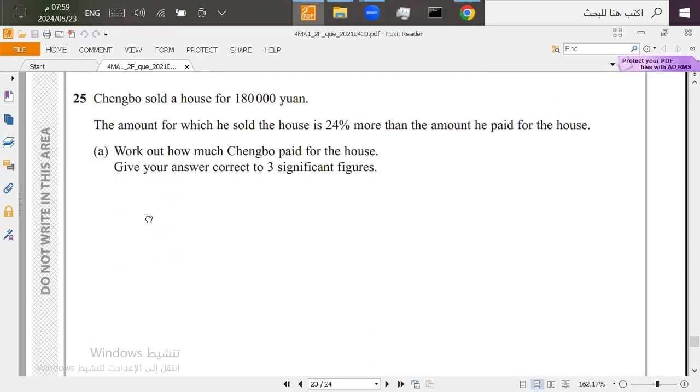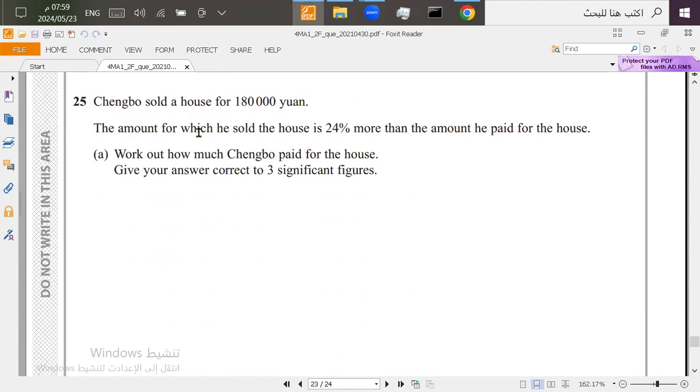Question 25. King Bu sold a house for 180,000 yuan. The amount for which he sold the house is 24% more than the amount he paid for the house. So this is the money he sold the house for, and this one is 24% more than the amount he paid for the house, the old price. Work out how much King Bu paid for the house. Give your answer correct to three significant figures.